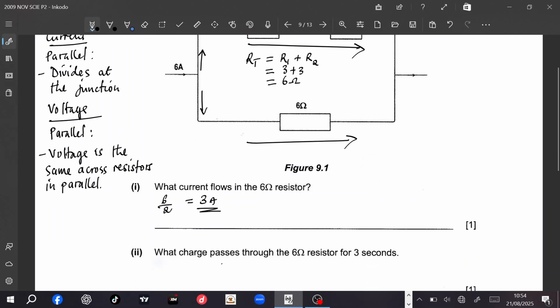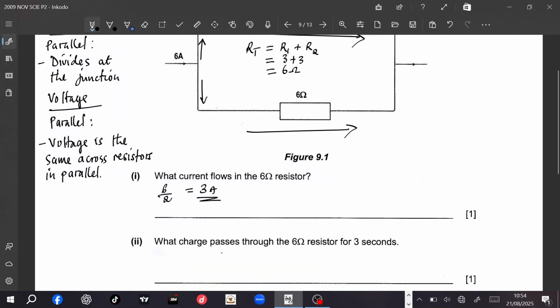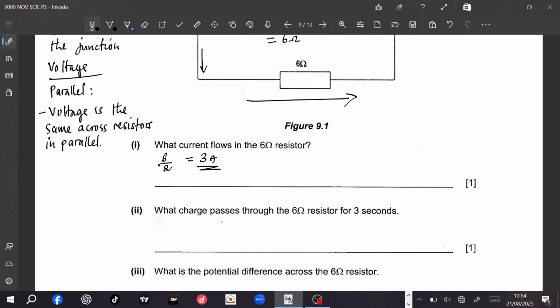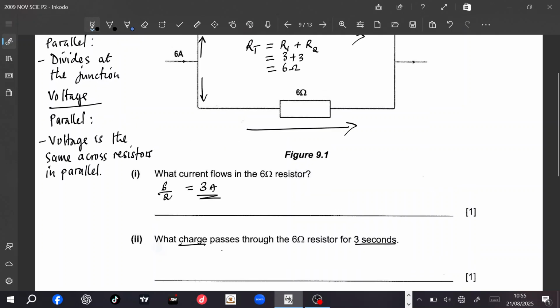Now let's go to the second question, this one here. What charge passes through the 6 ohm resistor in 3 seconds? So what charge? Again, you have to remember there is a relationship between charge, current and time. Charge is what creates current. When charges are passing through a circuit, they create current.